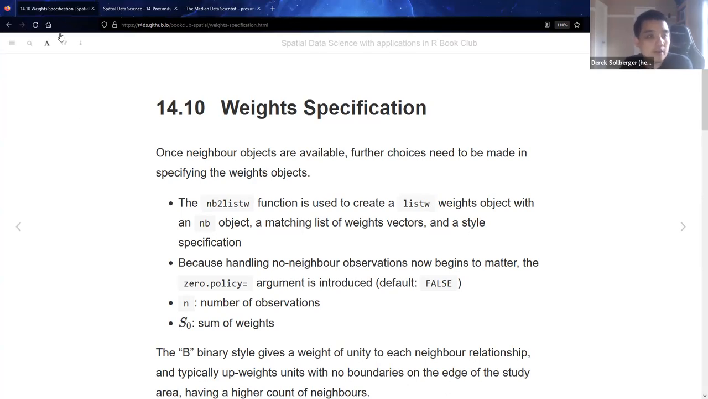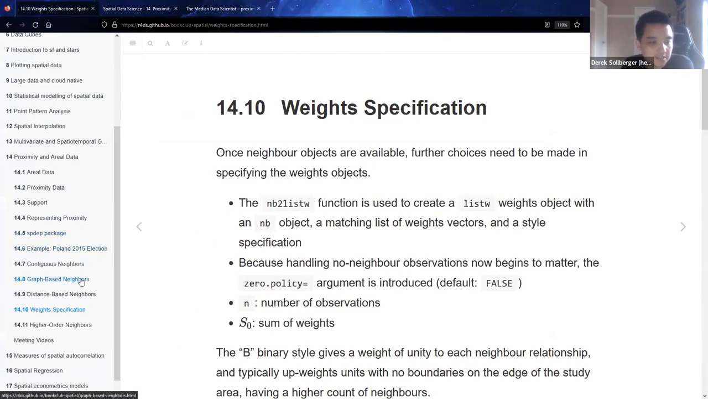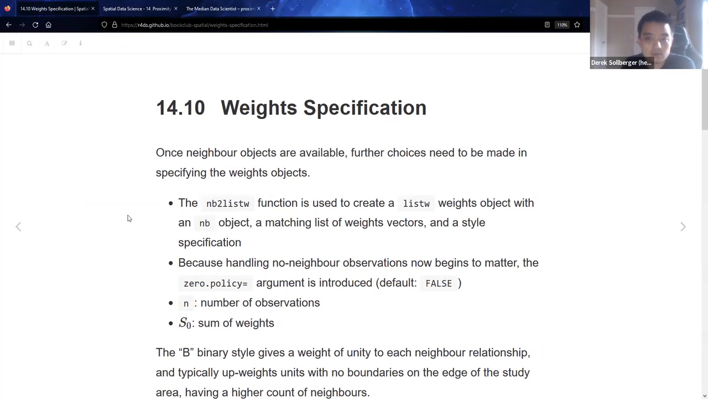So whichever way we go with that, graph-based neighbors, distance-based neighbors, or contiguous neighbors, recall that on the graph, the nodes and edges, we might have weights on the edges, depending on whatever calculation you might want to do. So we have to create that list of weights object.